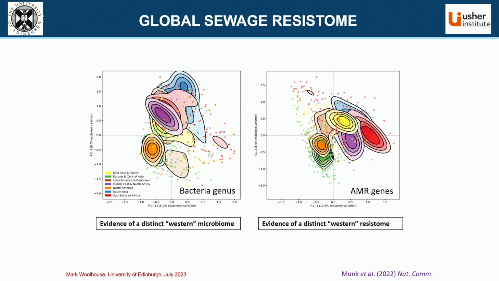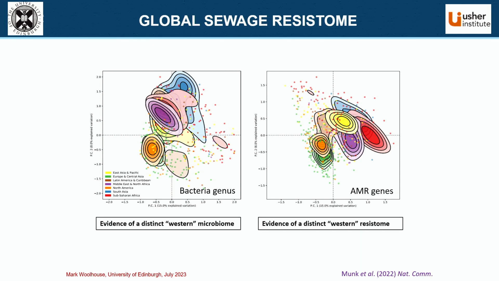So what about the resistome? Well, no one's ever done this for the resistome before. It's a very similar pattern. Again, Europe and North America are similar and mostly distinct from the other continents, with Africa in red looking quite distinct there. So what we have from that is evidence of a distinct Western resistome as well.